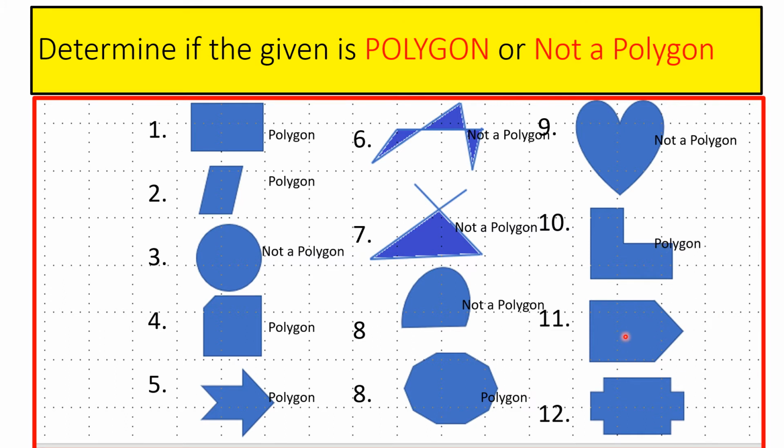Next, we have this one. Is this a polygon? Yes. And for the last number, is this a polygon? Yes, that is a polygon.